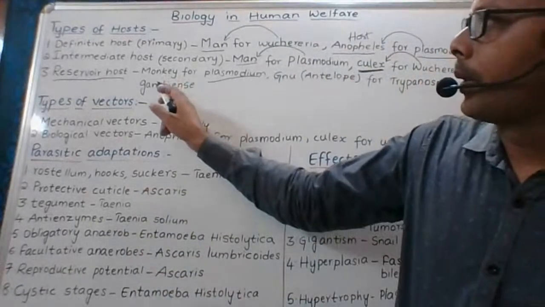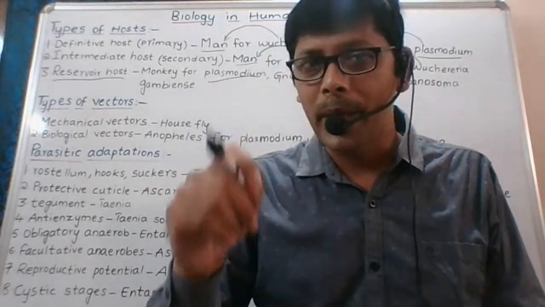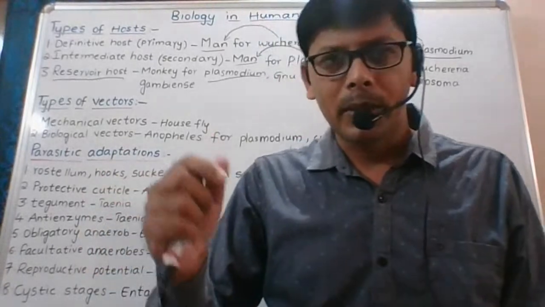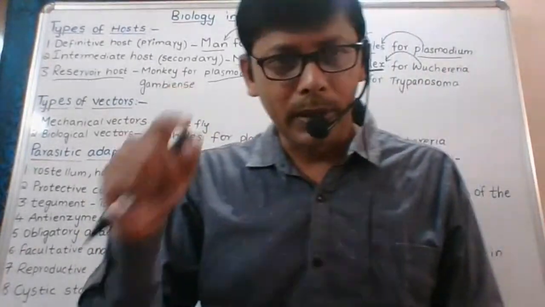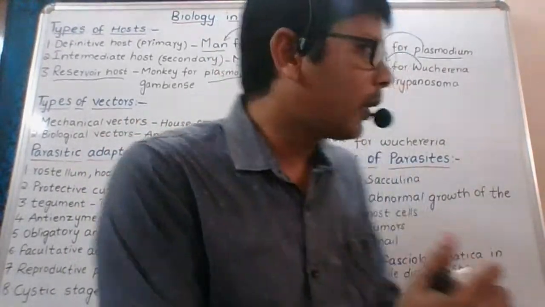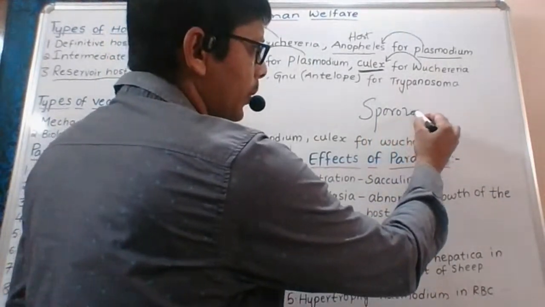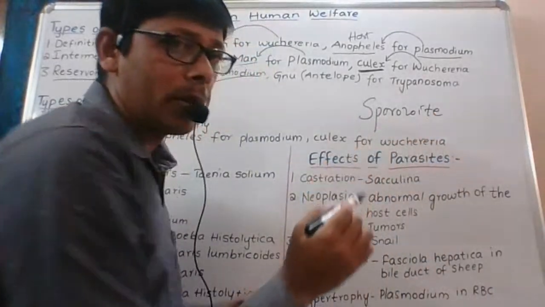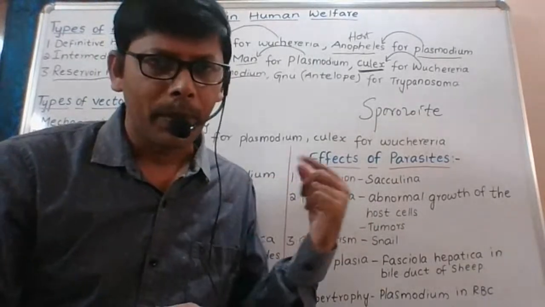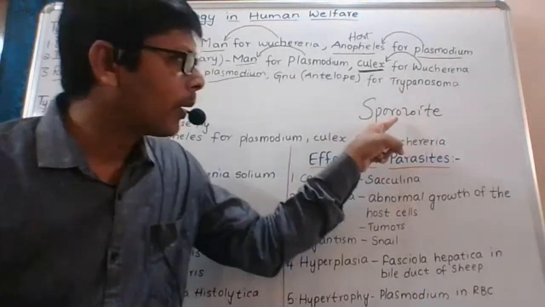For example, Plasmodium. The infective stage of Plasmodium to man is the sporozoite. When a female Anopheles mosquito bites us, the infective stage enters our body. That infective stage is called a sporozoite. The sporozoite is the infective stage of Plasmodium to man. When the mosquito bites us, it enters our body, and then we get malaria.